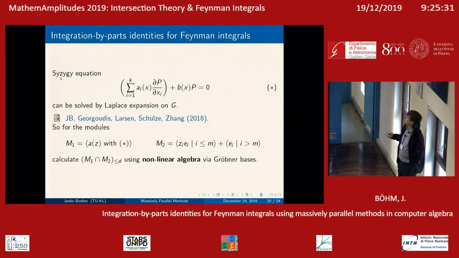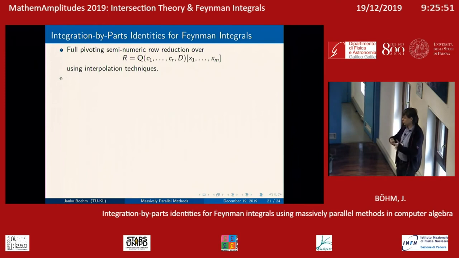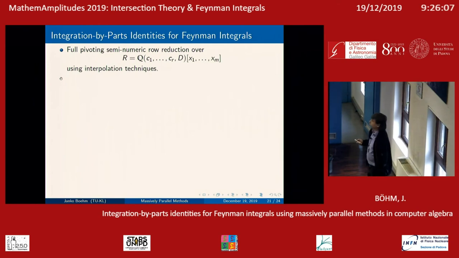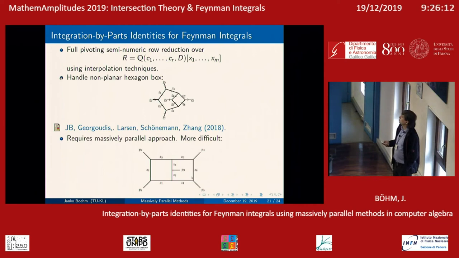And now you want to satisfy both conditions, so you intersect these two modules, computing up to a certain degree. So this is the use of nonlinear algebra for this IBP problem via Gröbner bases, because this intersection is computed using Gröbner bases. And then if we write down the possible IBPs up to a certain bound, then we need a reduction algorithm. So we do a semi-numeric reduction, where we replace some of the parameters by constants, and Yang will talk more about that stuff, so I will just quickly go over that. And then we interpolate the parameters which we replaced by numbers. So we could, for example, handle this non-planar hexagon box with this approach.